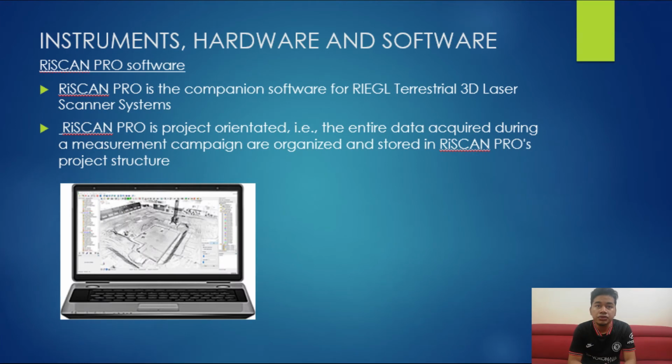Then, for terrestrial laser scanner, the RiSCAN Pro software is being used. RiSCAN Pro is the companion software for RIEGL terrestrial 3D laser scanner systems. RiSCAN Pro is project-oriented. The entire data acquired during the measurement campaign are organized and stored in RiSCAN Pro project structures. This data includes scans, fine scans, digital images, GPS data, coordinates of control points and tie points, and all transformation matrices necessary to transform the data of multiple scans into a common well-defined coordinate system.